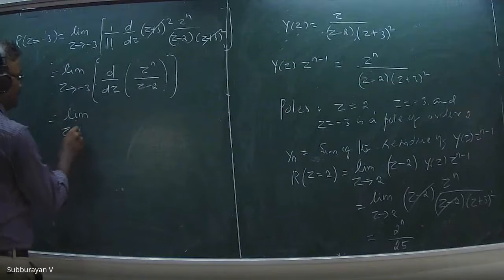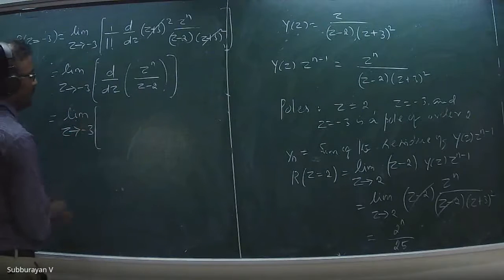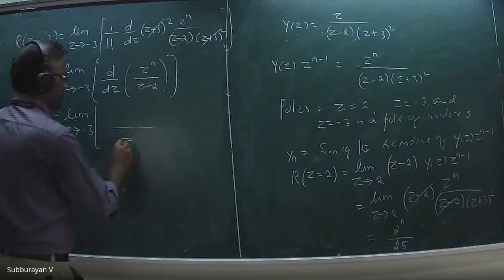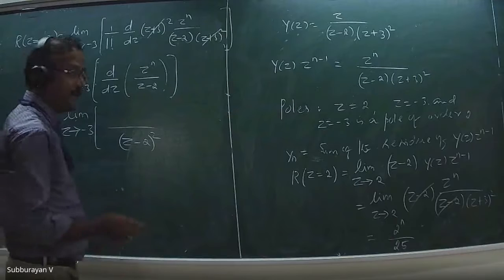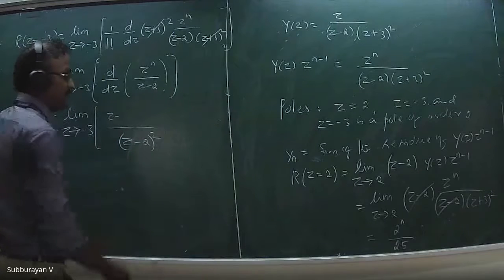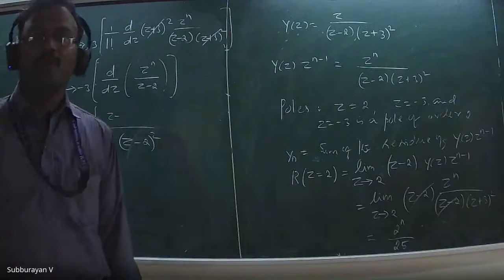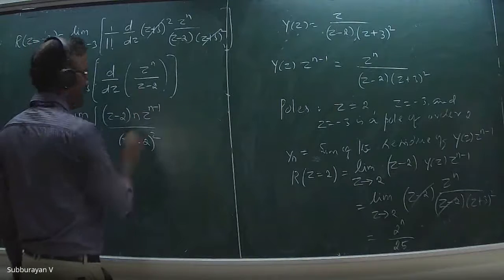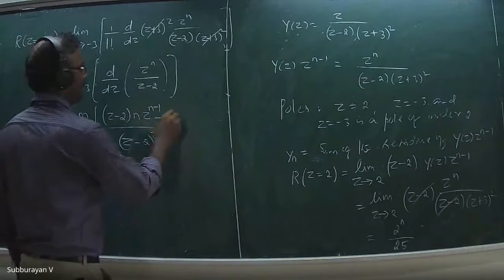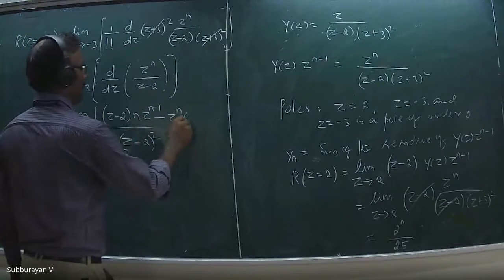Limit z tends to minus 3. What is the derivative? (z minus 2) whole square in the denominator. Apply the u by v rule: (z minus 2) into n z power n minus 1 minus z power n into 1.